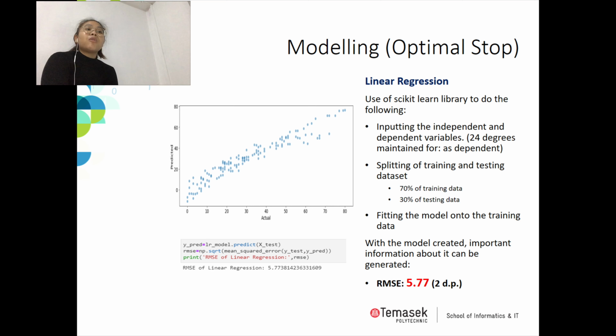Now for optimal stop, we also use linear regression as the primary model, again using the scikit library to do the following as shown on the slide here. Once again, it has a very linear and positive relationship, showcasing how accurate the predicted models are in comparison to the actual values. So the RMSE for the optimal stop is 5.77.